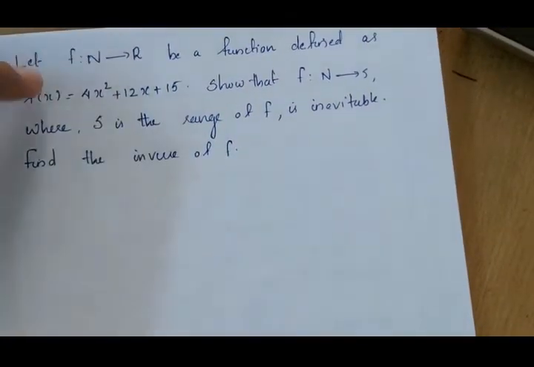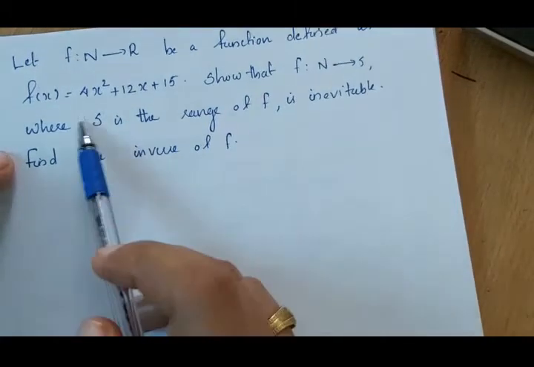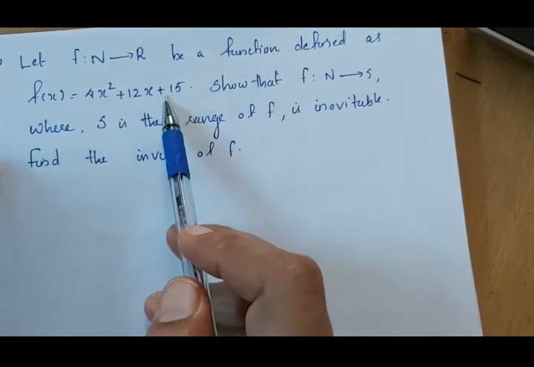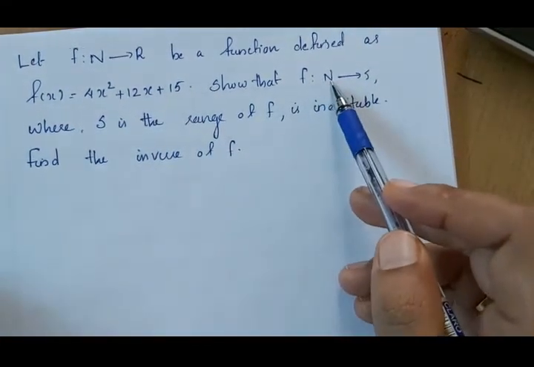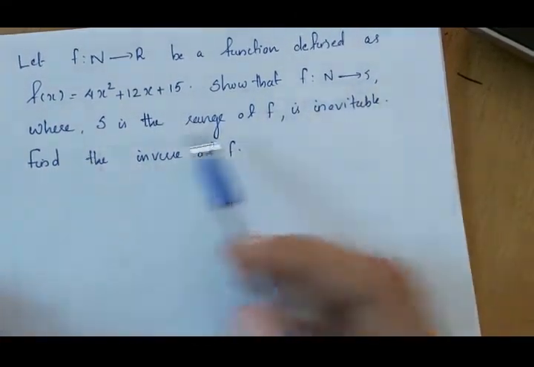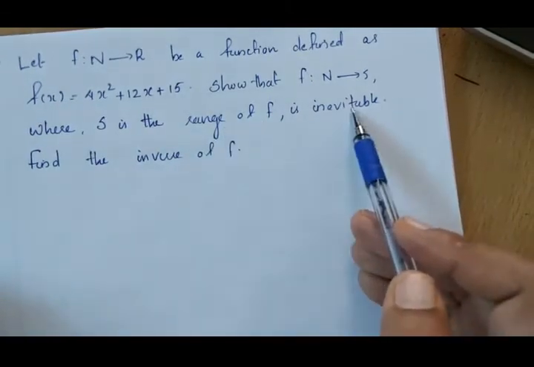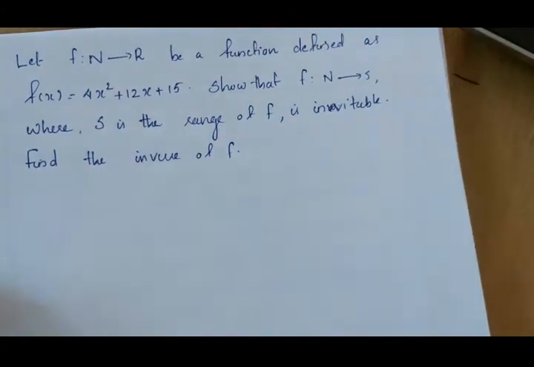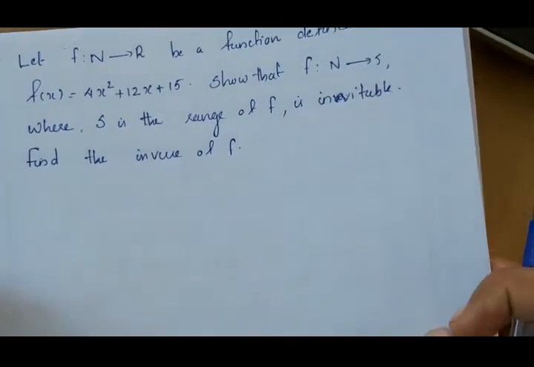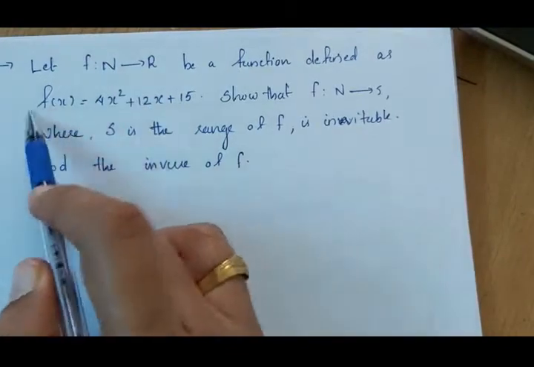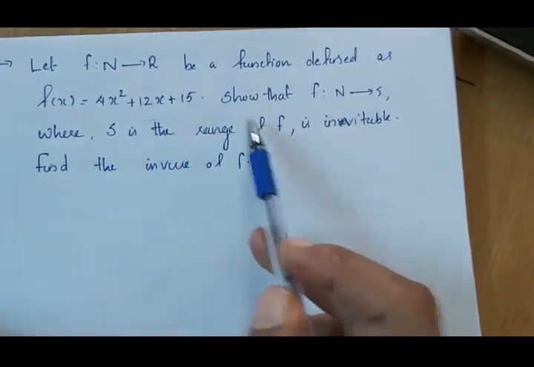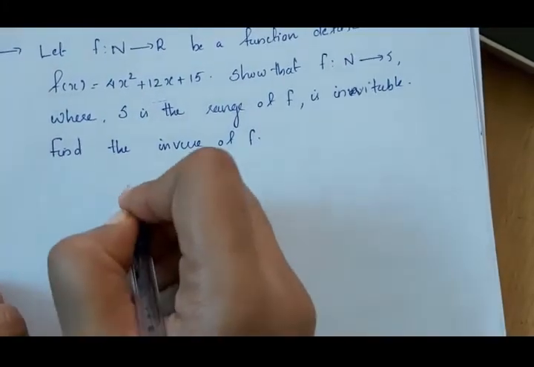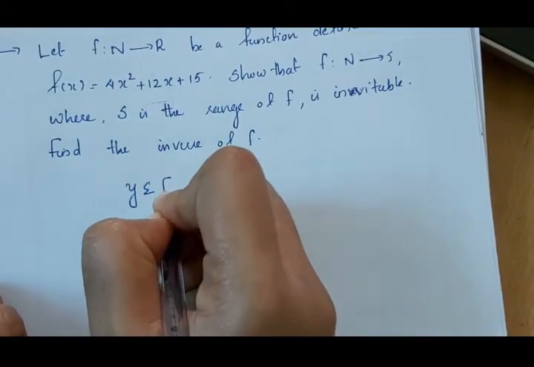Consider f is a function defined from n to r, and the function f is defined as 4x square plus 12x plus 15. Show that f defined from n to s, the range of f, is invertible. Find the inverse of f. It's a similar question, with a small change: a polynomial is given, and we have to show that it is invertible on its range. So consider an element y of the range.